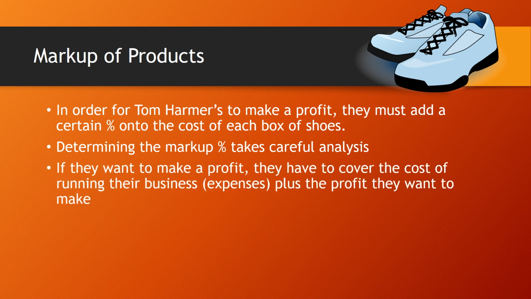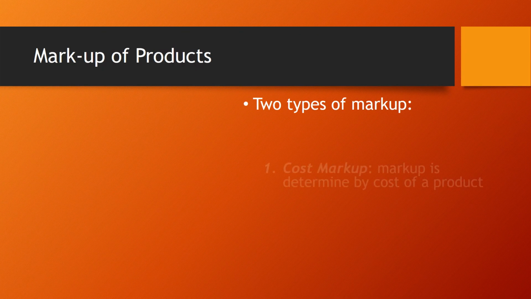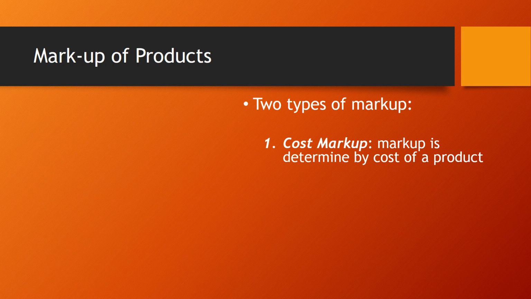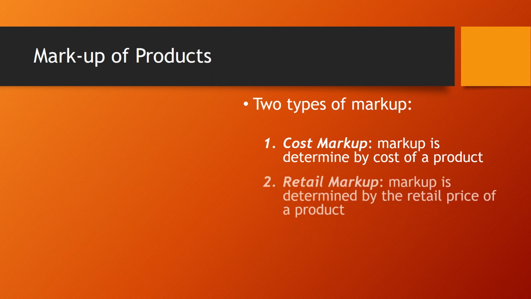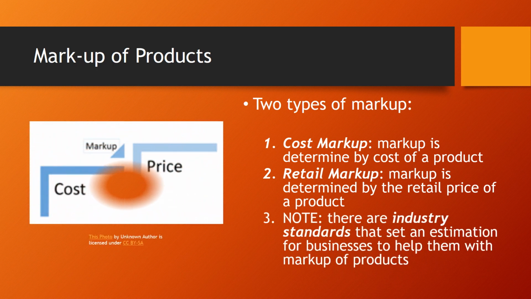If they want to make a profit, they have to cover the cost of running their business, which is their expenses, plus the profit they want to make. There are two general ways to determine the markup of a product: cost markup, retail markup. Cost markup is markup that is determined by the cost of a product. Retail markup is the markup that is determined by the retail price of a product. Note there are industry standards that set an estimation for businesses to help them with markup of products.